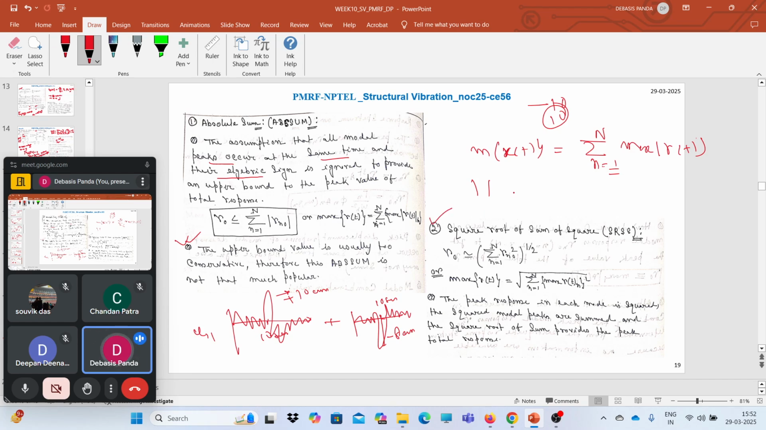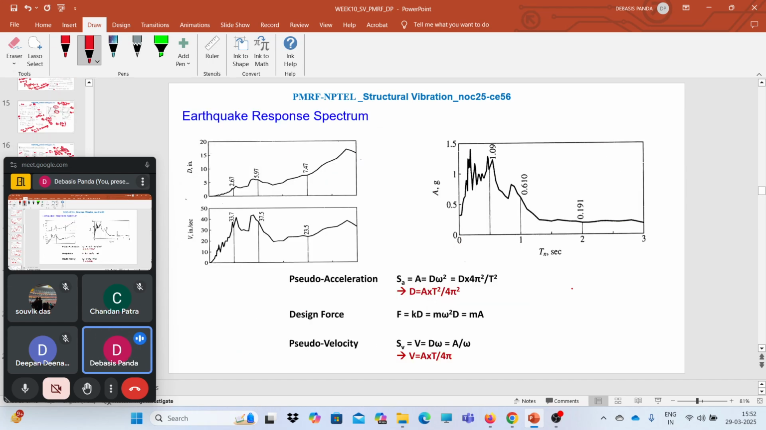Now we have the second method, square root of sum of squares, SRSS. Here what do we do? We take the square root of the sum of squares, right? So we use the square of the peak values, then sum them up, and then if we take the square root, we will get the maximum response at each time. So we will see how we can use this information to get the story shear, the base shear, the base moment, and the responses at different nodes.